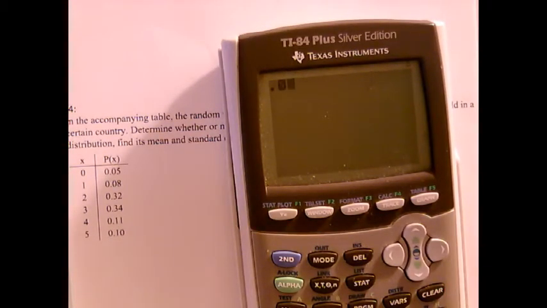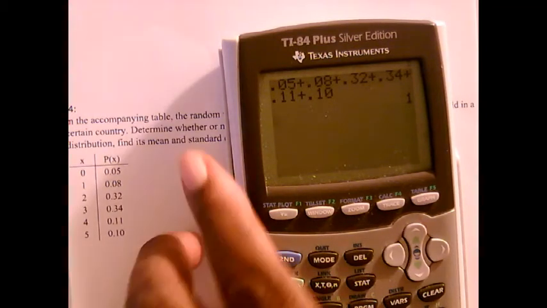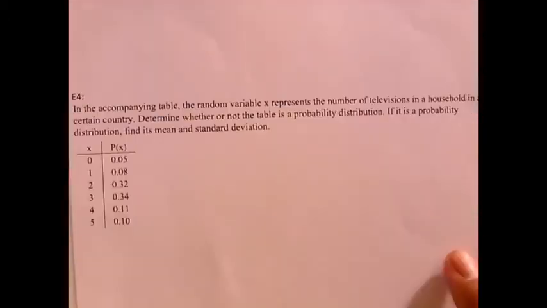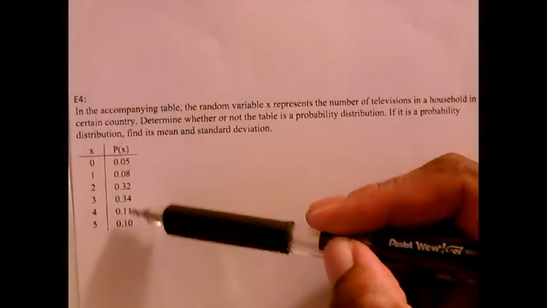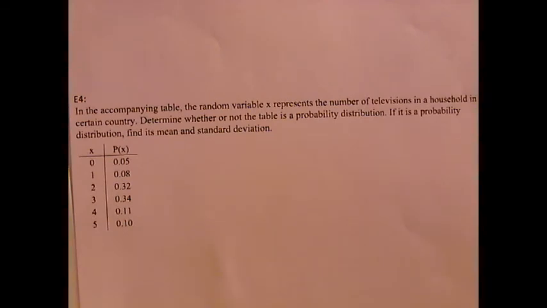So in this case, if I do 0.05 plus 0.08 plus 0.32 plus 0.34 plus 0.11 and then plus 0.10, you'll see it does equal 1. So requirement number 2 has been met. The sum of all your probabilities does equal 1. And each individual probability is between 0 and 1. So we do have a probability distribution. So we can go ahead and find the mean and the standard deviation of this set of data.